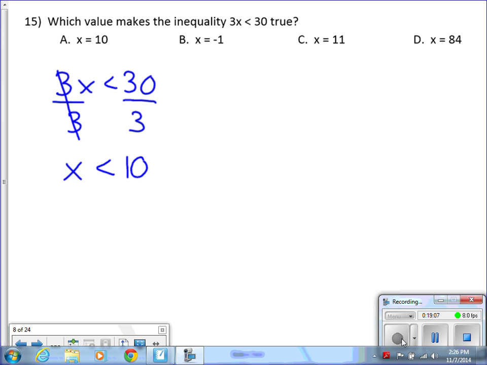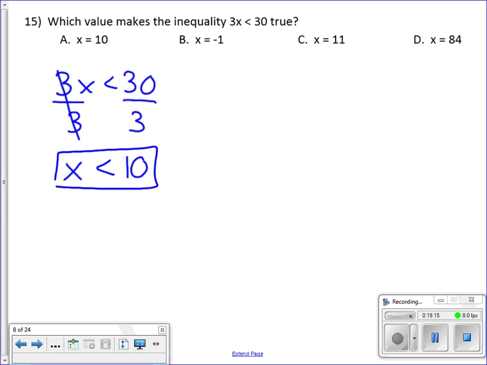Okay, so x is less than 10. Now take a look up here, though. Look at our answer choices. We're saying here in our answer that x is less than 10, so x is everything that's smaller than 10. But look at my answers. Everything says equal. That means that they're actually wanting a specific value that's going to make that inequality true.